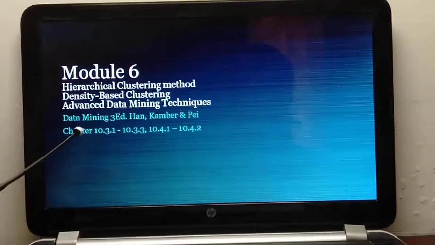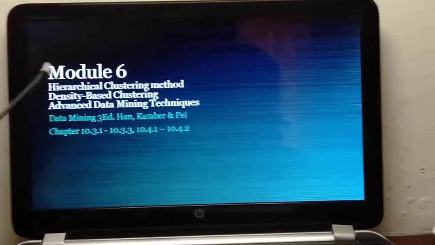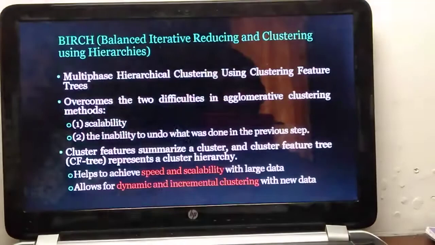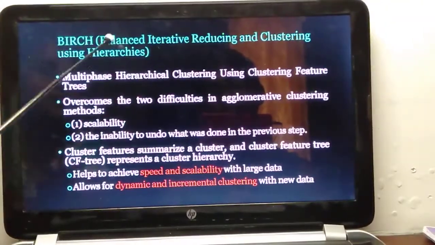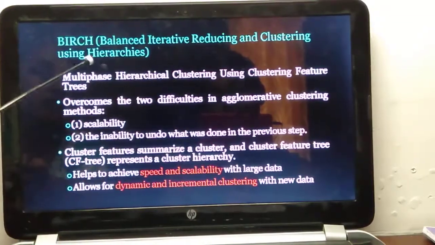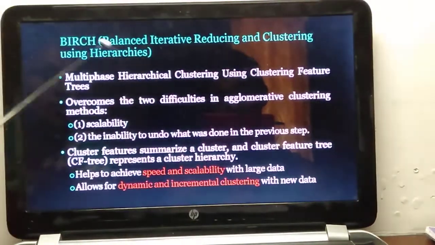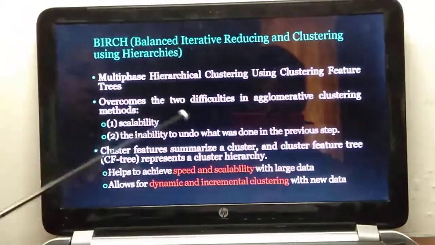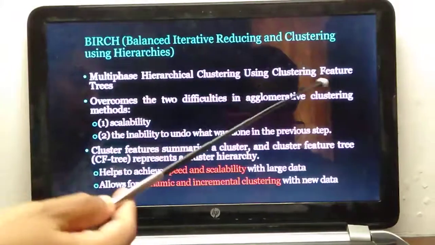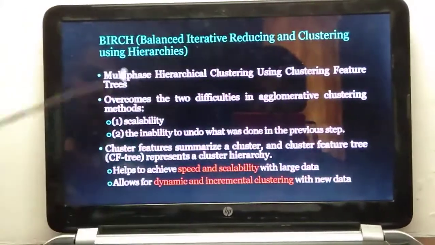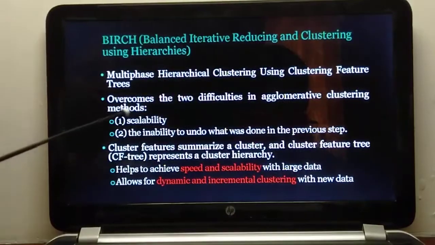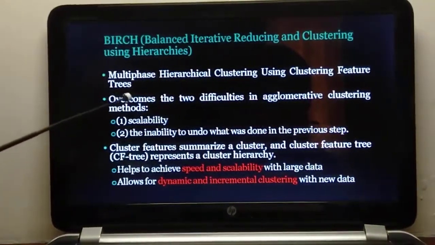Now we are continuing with module 6, hierarchical clustering algorithm, which is called the BIRCH algorithm. BIRCH stands for balanced, iterative, reducing and clustering using hierarchies. There are multiple phases in this clustering, and it is a hierarchical clustering which uses a clustering feature tree. But before I start with BIRCH, I need to refresh your memory on B plus trees.